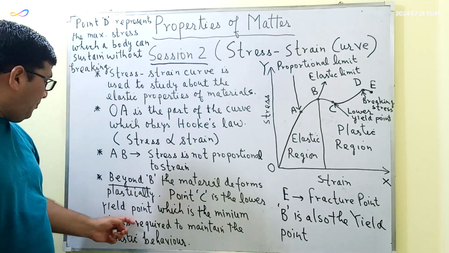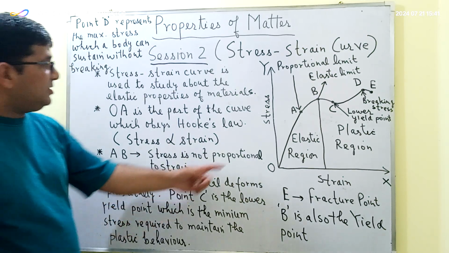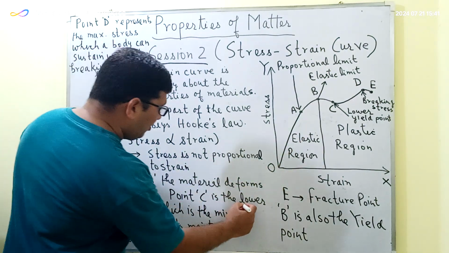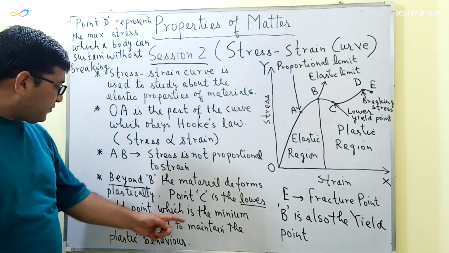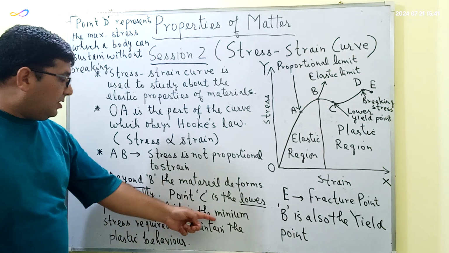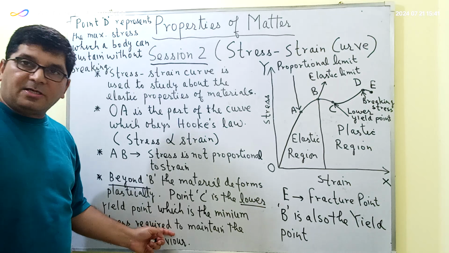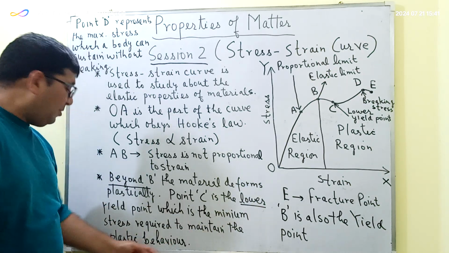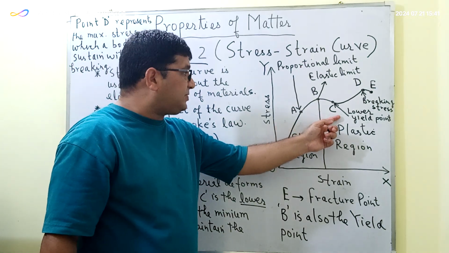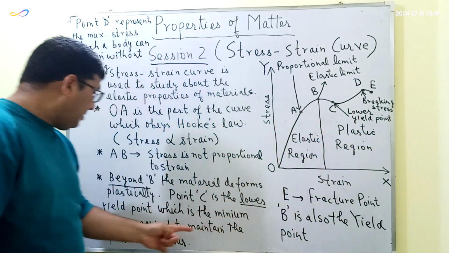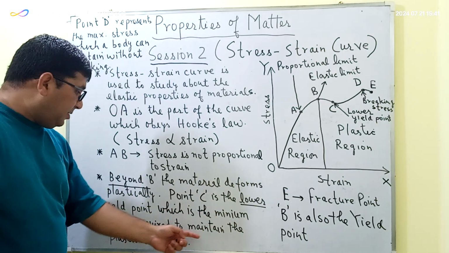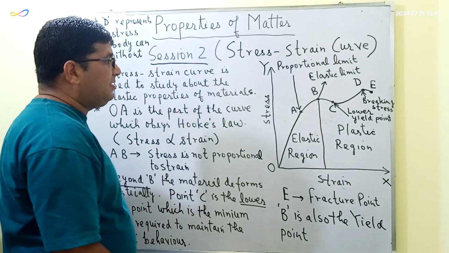The point C is the lower yield point. And what is this lower yield point? This is the point of the minimum stress required to maintain the plastic behavior of the material.